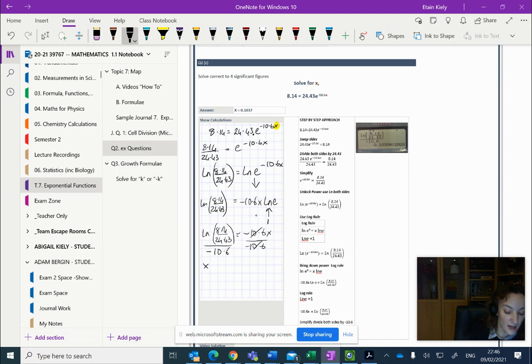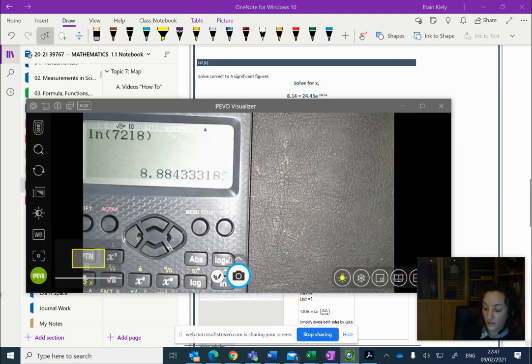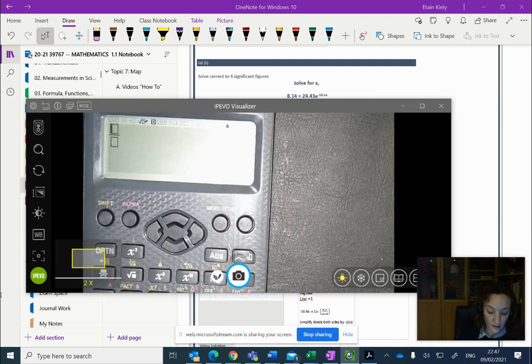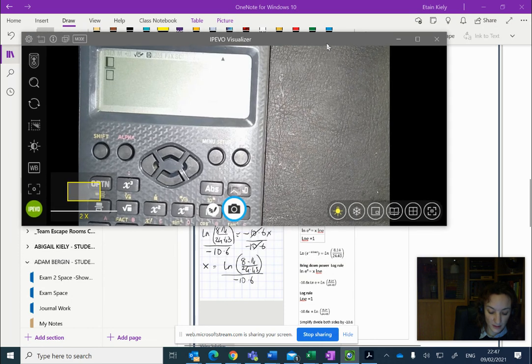And that leaves us with x is equal to the natural log of, and we have 8.14 all over 24.43 divided by minus 10.6. And this is the point which you introduce your calculator. So you can actually put in a fraction to start with. So we're going to use the fraction button. And just move this here so I can actually see what we're going to be typing in.